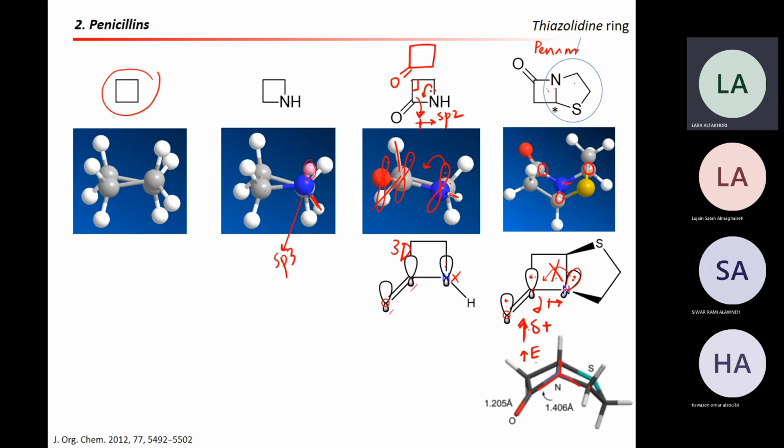Now, in terms of basicity, this nitrogen versus that of a beta lactam is more basic, simply because the lone pair is almost localized on that nitrogen, okay? So that is why this nitrogen can be somehow easily protonated in acidic conditions. Okay?